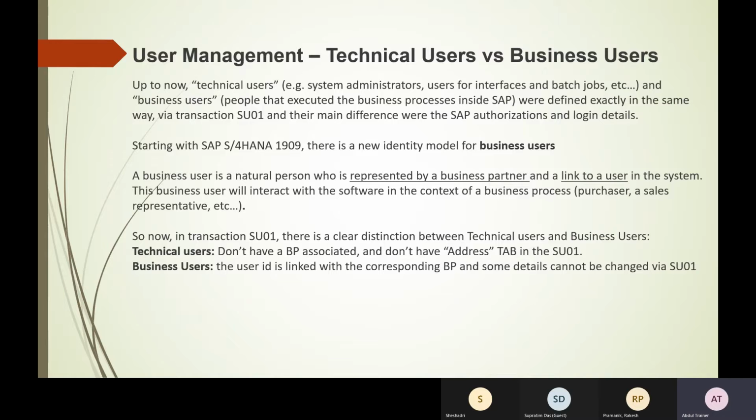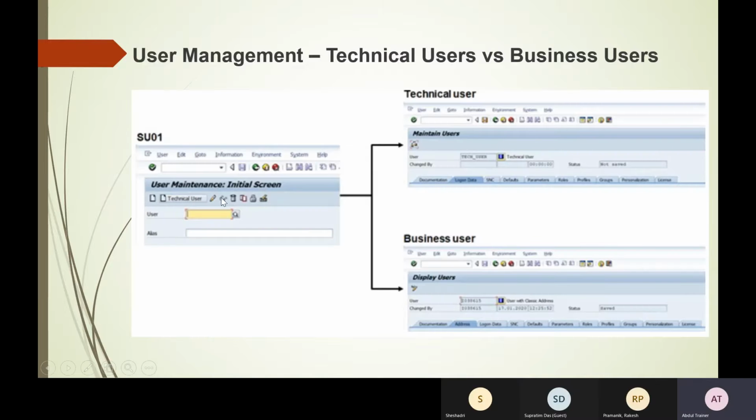This is also a new thing in the user management introduced by SAP in S4HANA, starting from S4HANA 1909. Okay. So if you see here, you will get technical users, and then this is the business user. If you go in SU01, you will see the technical user and then business users. Okay, so if you see that difference, this is the technical users, this is the business users. So you don't have the address tab here.